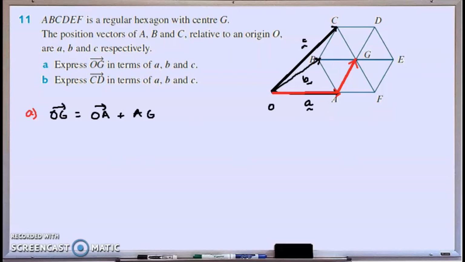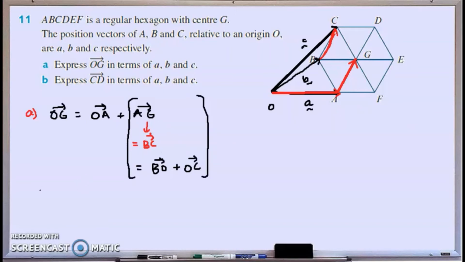plus AG. And AG, this vector here, is absolutely parallel to this vector here, from B to C. You can see they're identical. So AG equals BC. And then again we're going to make another substitution, because BC equals from B to O, and then from O to C.